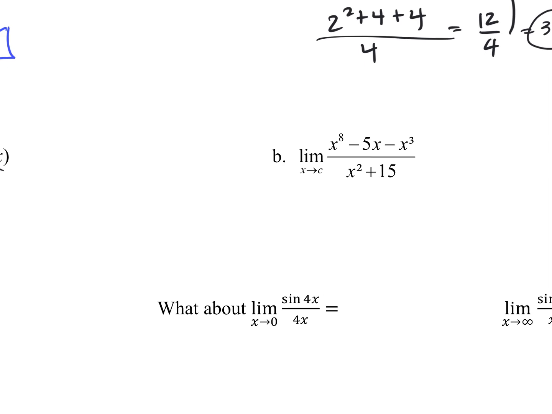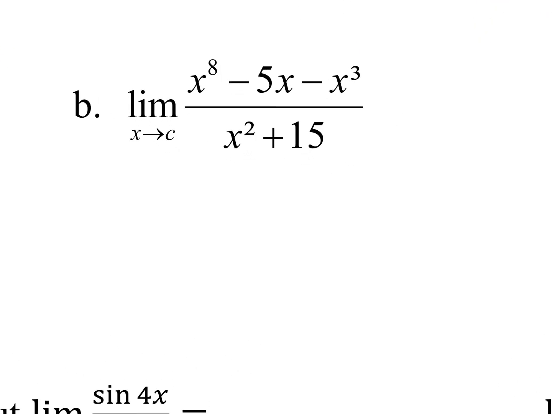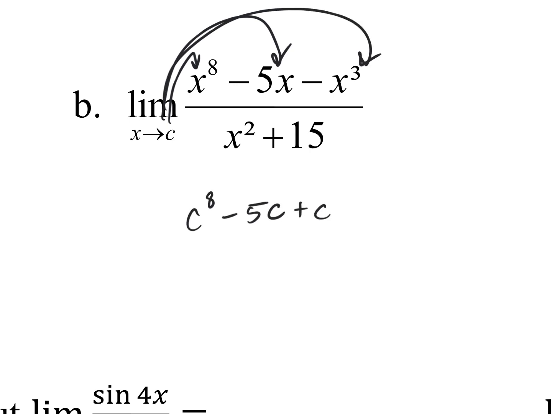How about over here? You still just do the same thing. This is just me letting you know direct substitution is always your first go-to. C to the 8th minus 5C plus C cubed minus C squared plus 15. Ooh, what did I do? Oh, guys, you just saved me.